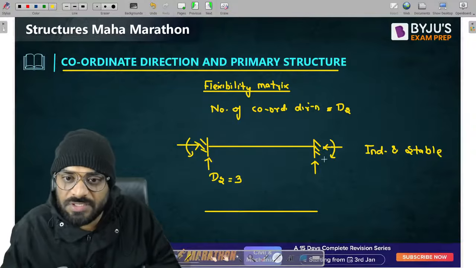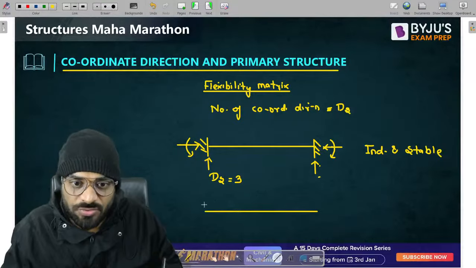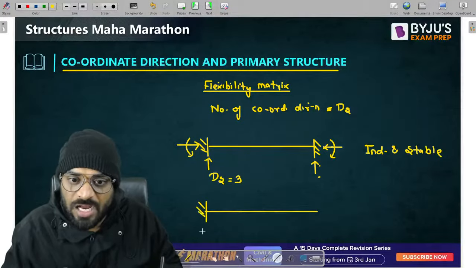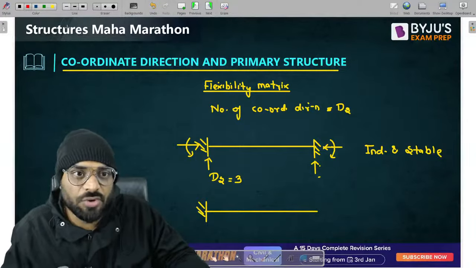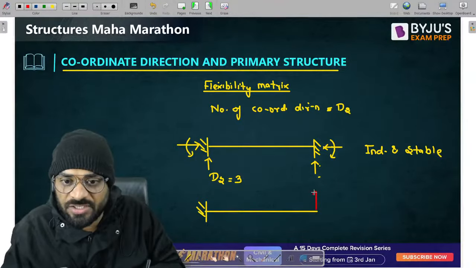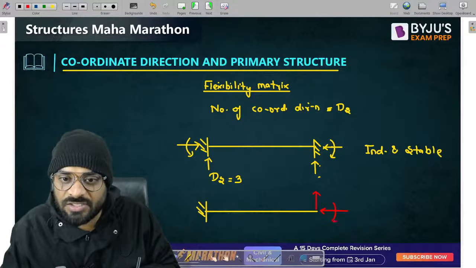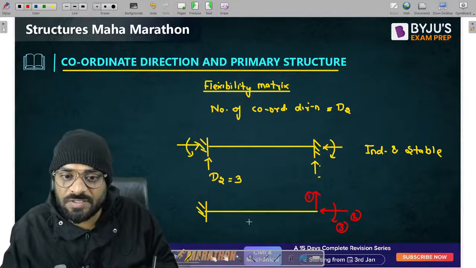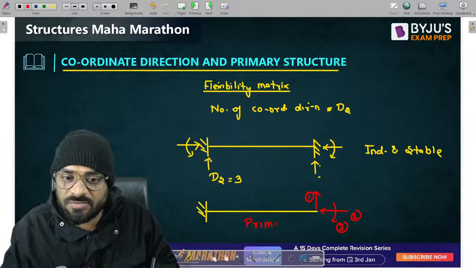So let us suppose these three reactions we are considering as unknowns. Kindly remove them. After removing them, you need to draw the coordinate directions, like direction 1, direction 2, and this is direction 3. So what is this? This is basically our primary structure.